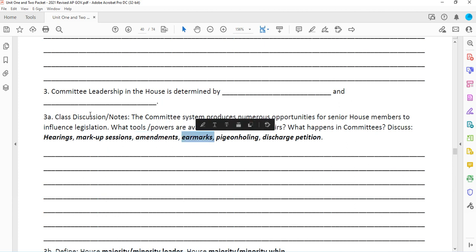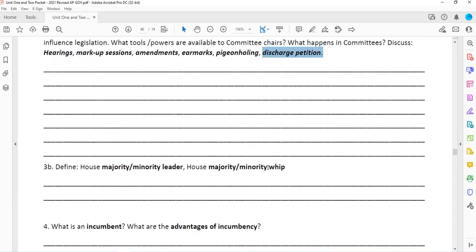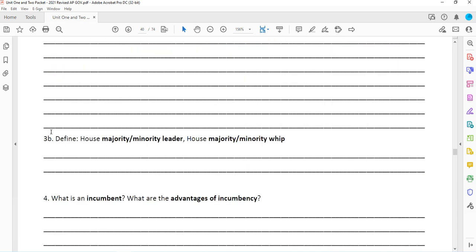This is all during the committees, by the way. All this stuff is what happens in committees. If a committee chair doesn't like a bill, he can pigeonhole it and try to prevent it from being voted out of the committee. And if leadership doesn't like that, they can file a discharge petition. So again, review from yesterday.